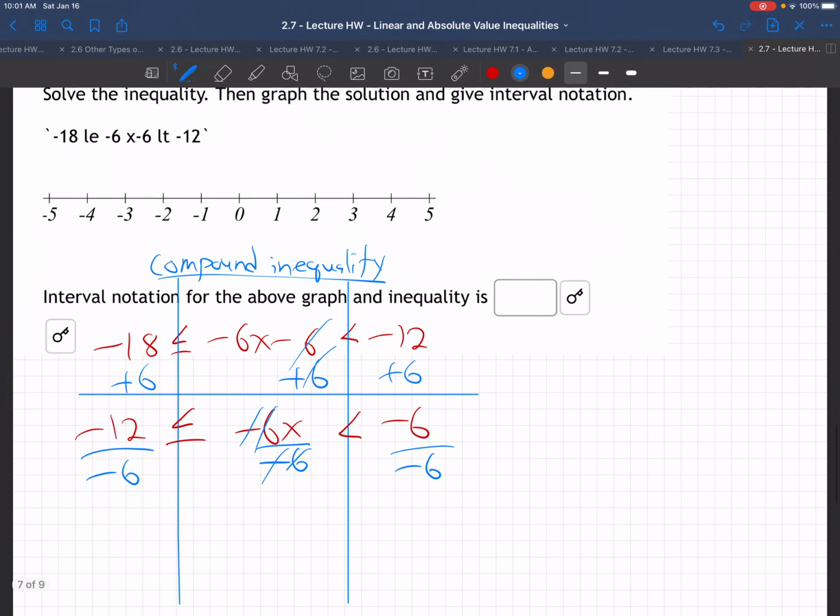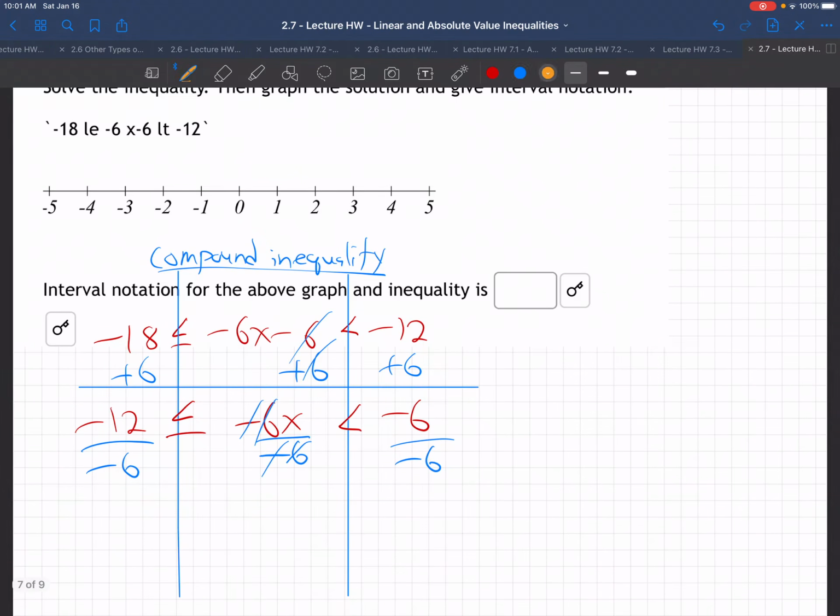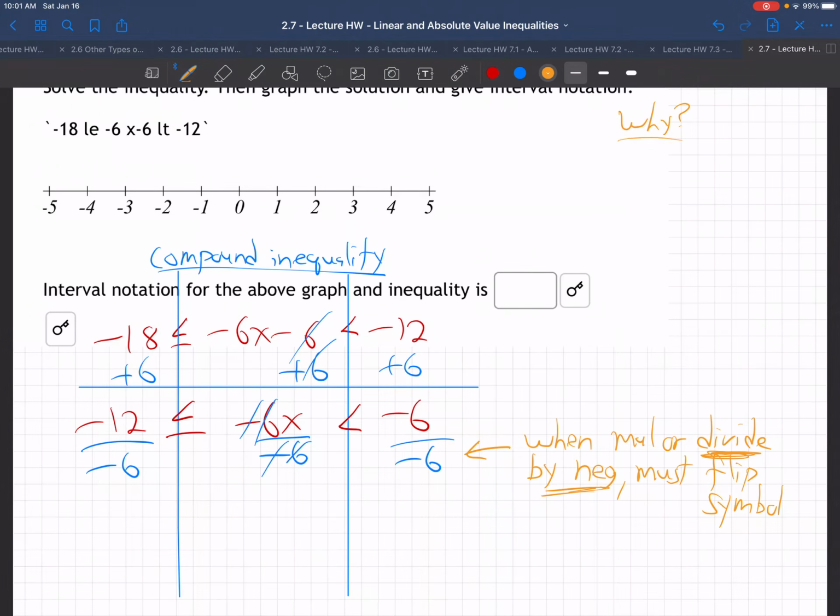Okay, but you probably remember there's a special rule right here. When you multiply or divide by a negative, you must flip the symbol. It's got to go the other way. When you multiply or divide by a negative, you have to flip the symbol. Let me show the why real quick. I don't want that just to be some weird math rule. If you just think about it, it's got to be true.